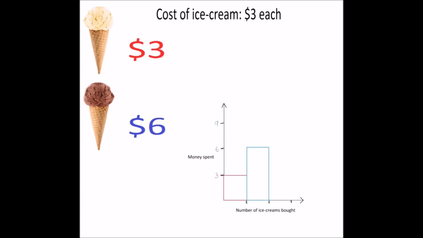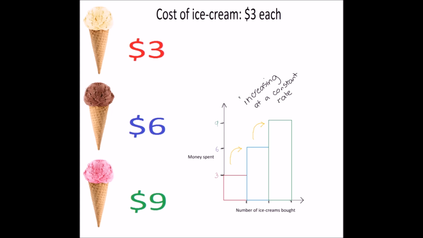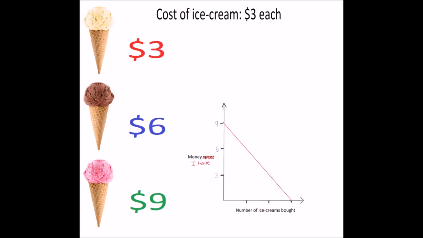If you bought two, you'd pay $6. 3 ice creams would be $9 and so on. You can also think of it as the money you have will decrease at a constant rate of $3 per ice cream if you want. The point is, the rate of change will be linear or consistent. In our example, the money we have or the money we spend will change depending on how many ice creams we buy, but the change will be constant, steady.